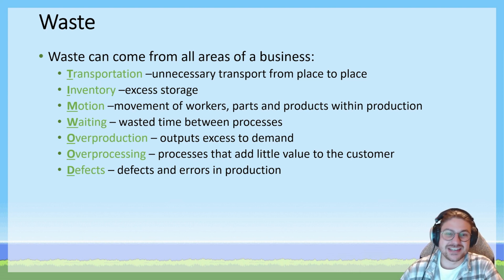Then there's two O's in TIMWOOD. Overproduction is producing excess output that exceeds demand. Think about fidget spinners. We probably all remember fidget spinners. They were very cool, very trendy for a little while, and then suddenly they weren't. And there were shops everywhere that had massive supplies of fidget spinners that all of a sudden they couldn't sell, and they likely ended up just throwing them out. The investment they made to purchase those fidget spinners was totally wasted by the fact that they had excess inventory that exceeded demand. So that's overproduction.